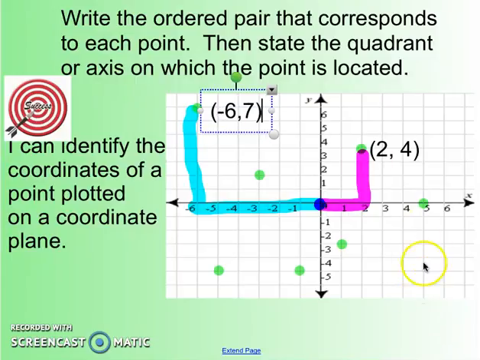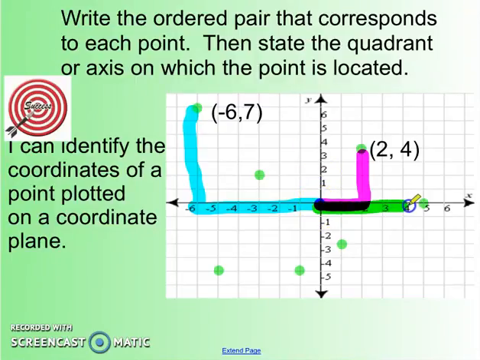And let's do one last one. Let's do this one that's lying right here on the axis. If I start in the middle and move to that spot, notice I'm only going in a straight line. There's not going to be an L. So what that means is I am moving to the right 5, but I'm not moving up or down, so I am going to stay at 0.